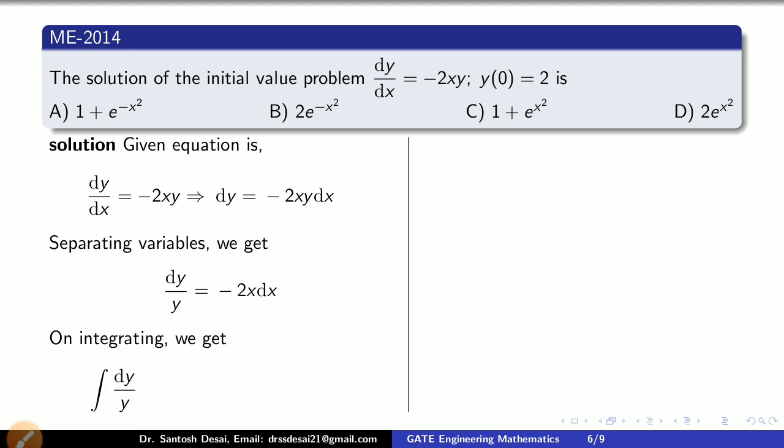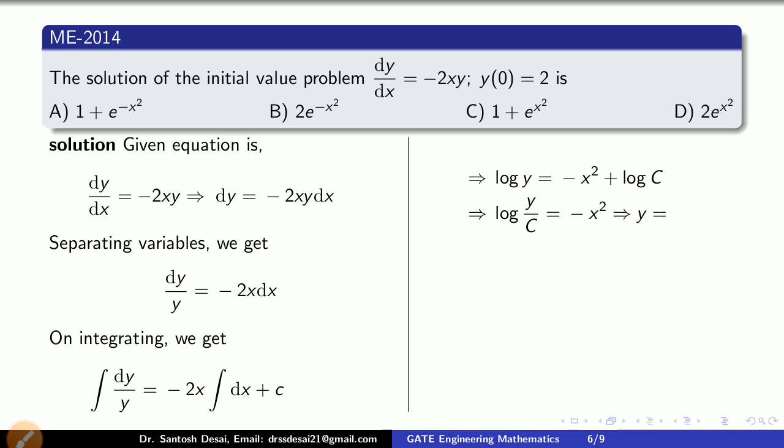So we get integration dy divided by y is equal to minus integration of 2x dx plus c. So this gives log y is equal to minus x square plus log c. So simplifying this, log y divided by c is equal to minus x square, and this gives y is equal to c into e raised to minus x square.